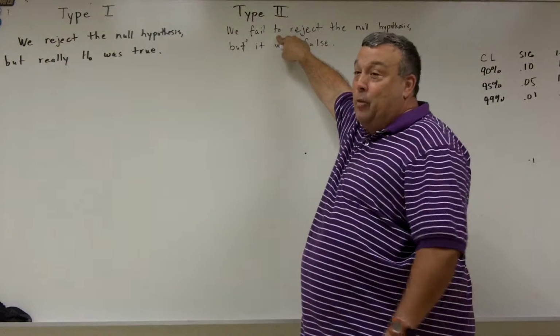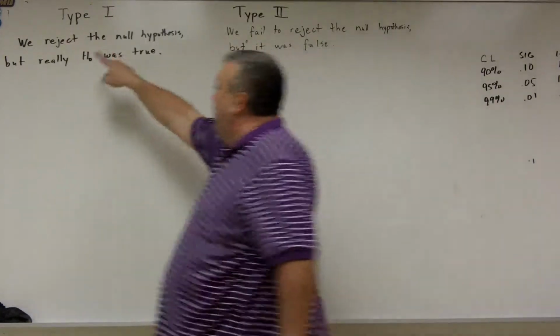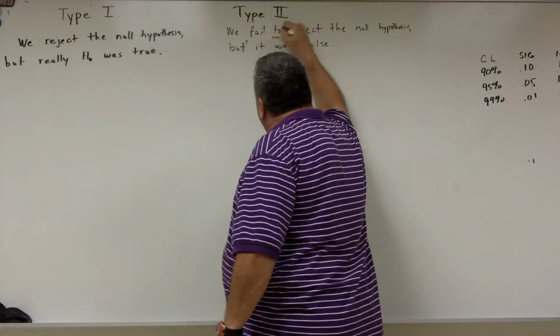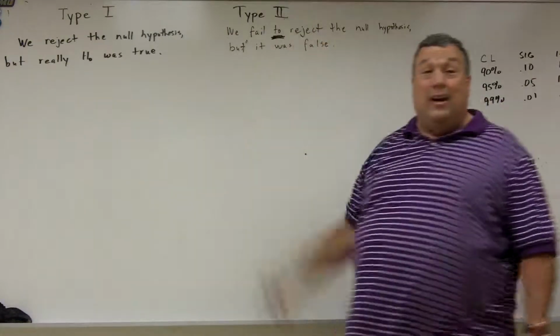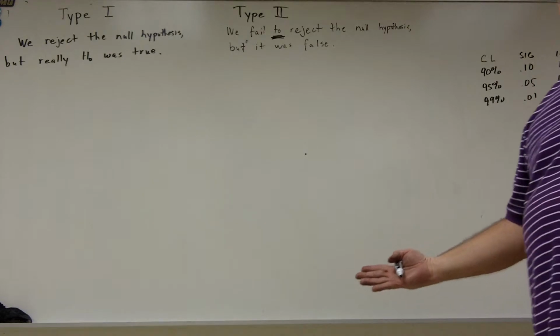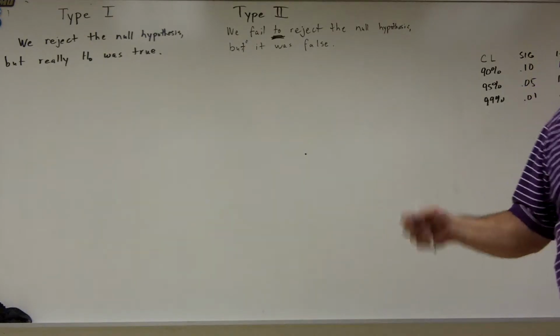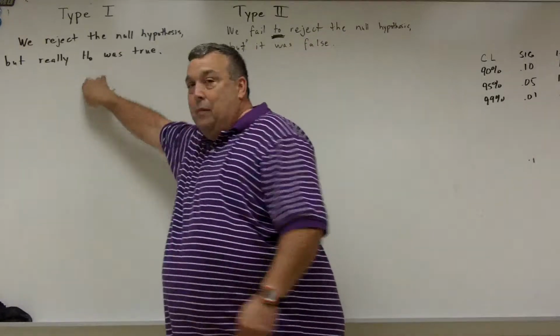I know it's not the word TWO, but it sounds the same. We either reject or we fail to reject. I just remember if I say fail to reject, the only type of error I could have made was type 2. Is that easy enough? Okay, if you see that word 2, hey, I failed to reject, you might have made type 2. If you reject it, you might have made type 1.